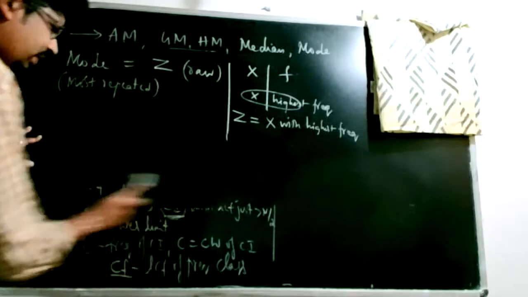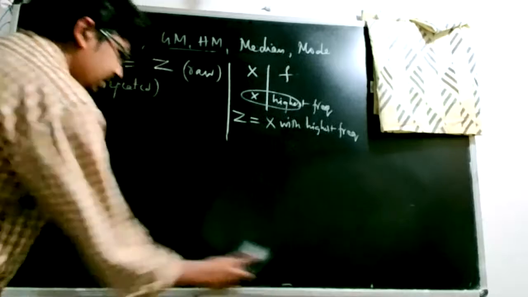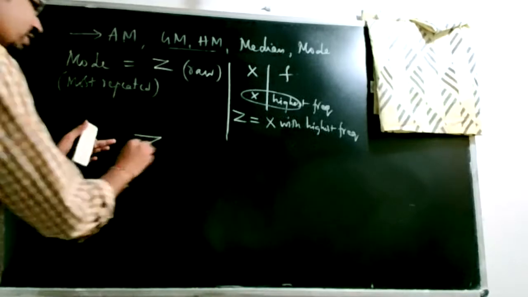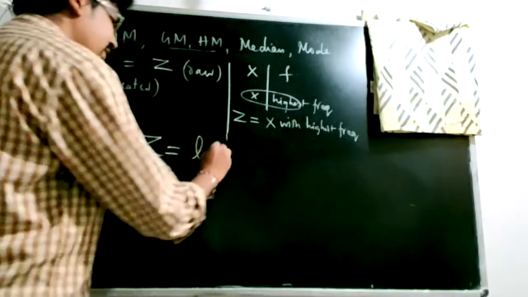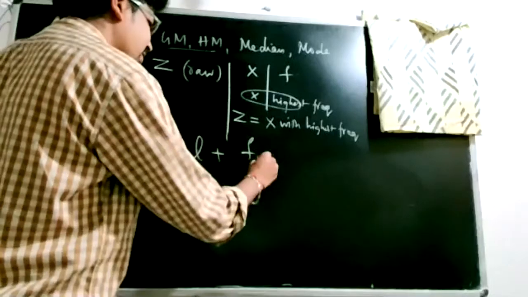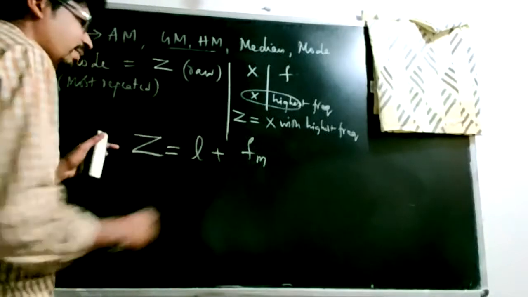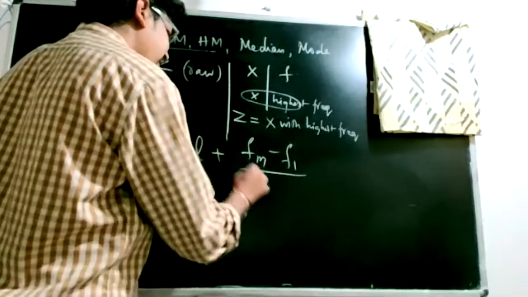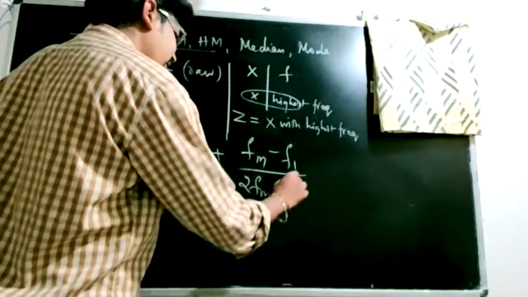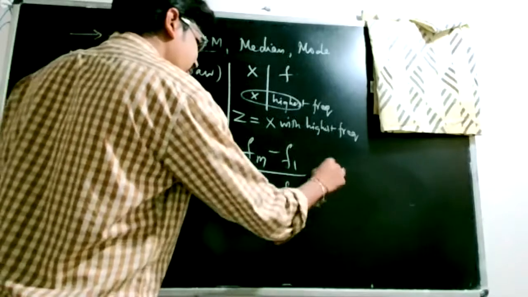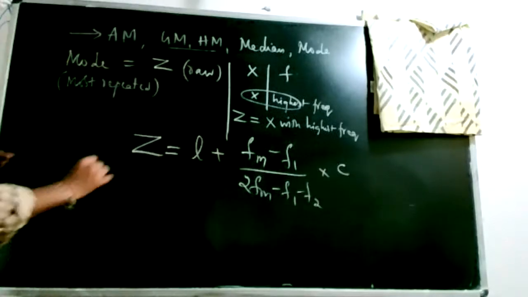And then coming to the continuous data, they similarly have a formula for Z, and all these are just approximations. So you can say Z equals L plus (Fm minus F1) divided by (2Fm minus F1 minus F2) into C. So here also we do the same thing.